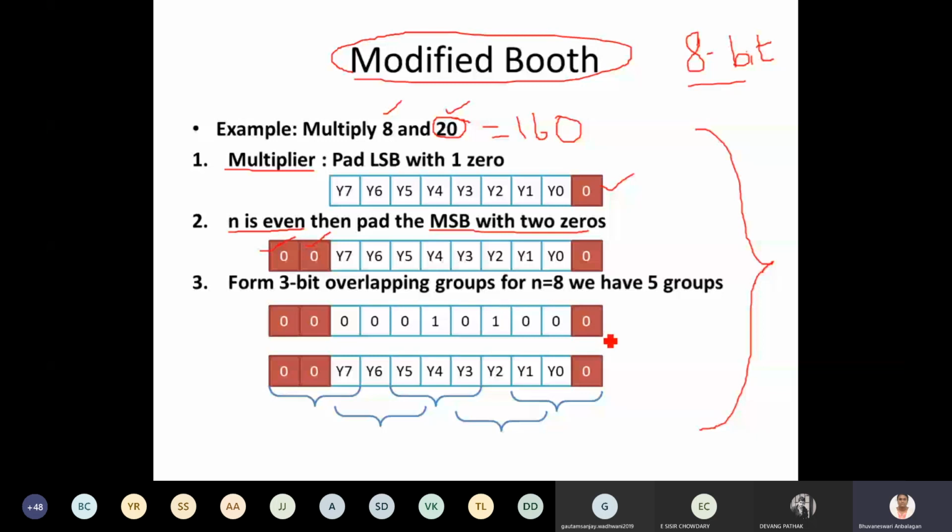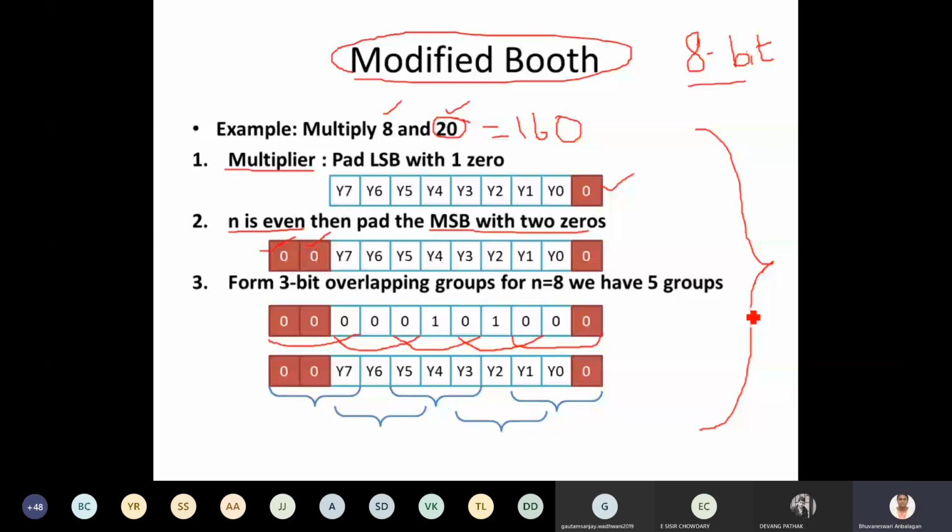So how will I form these 3-bit overlapping groups? I will overlap here. This is going to be one group. I think they have given it here. Again, I take the same number, and this is going to be another group. Again 1, 2, 3, this is going to be another group, and another group, and this is going to be another group. How many groups are here? 1, 2, 3, 4, 5. 5 groups I have obtained.